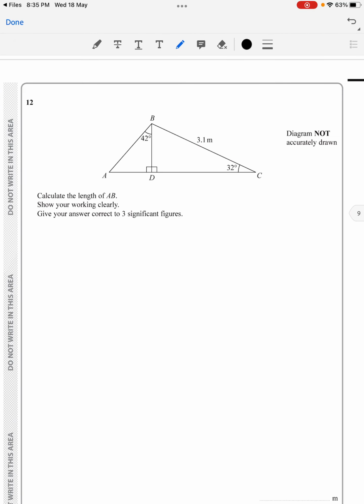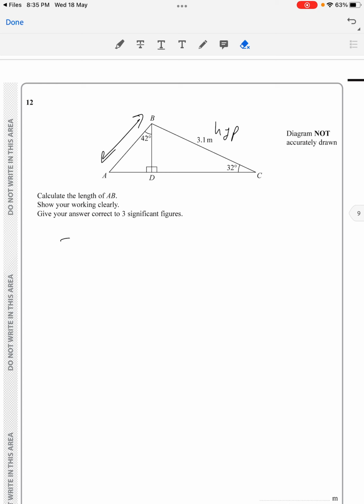The next question asks us to calculate the length of AB. Now, in order to calculate the length of AB, you have to calculate this length first. They've given you this length as well as the angle in degrees. You're going to use SOHCAHTOA. In this case, you have the opposite, so you have tan theta is equal to the opposite, that is BD, divided by the adjacent.